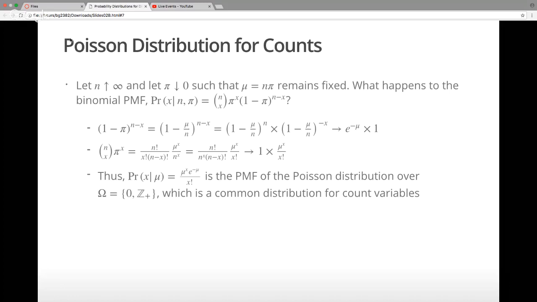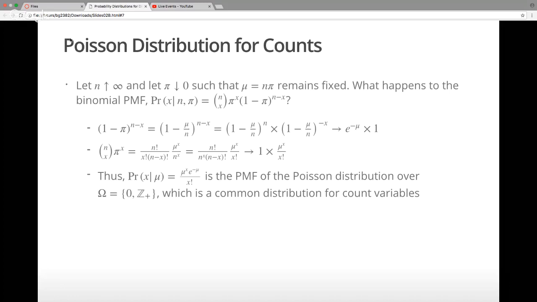So the sequence goes 8, 9, 10, infinity, etc. But at the same time, we let pi get closer and closer to 0. So n is approaching infinity, pi is approaching 0, but we do the limits in such a way that the product of n and pi, which is the expectation of a binomial random variable, mu, remains fixed. So n is getting bigger, pi is getting smaller, but the product of them is remaining the same. What happens with the binomial probability mass function given here when we do those?